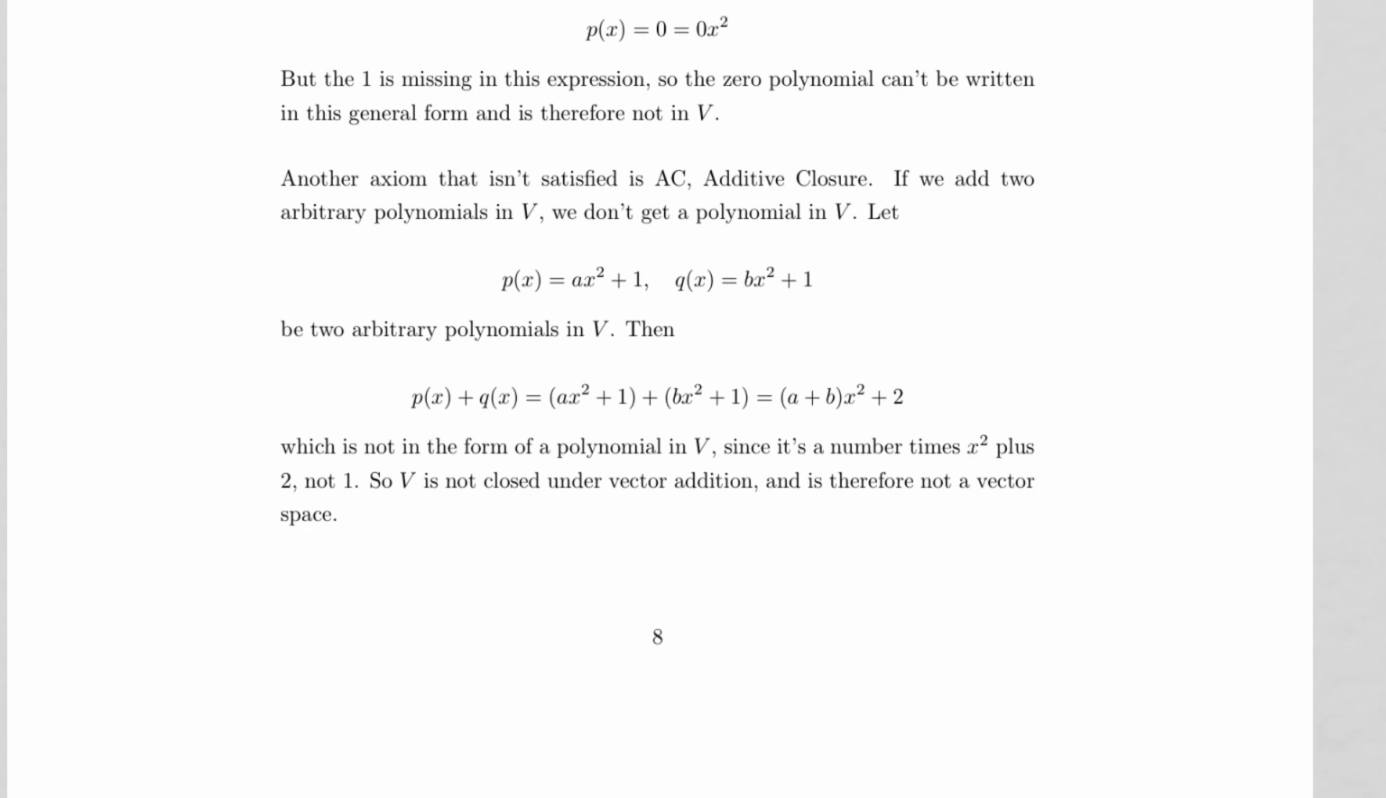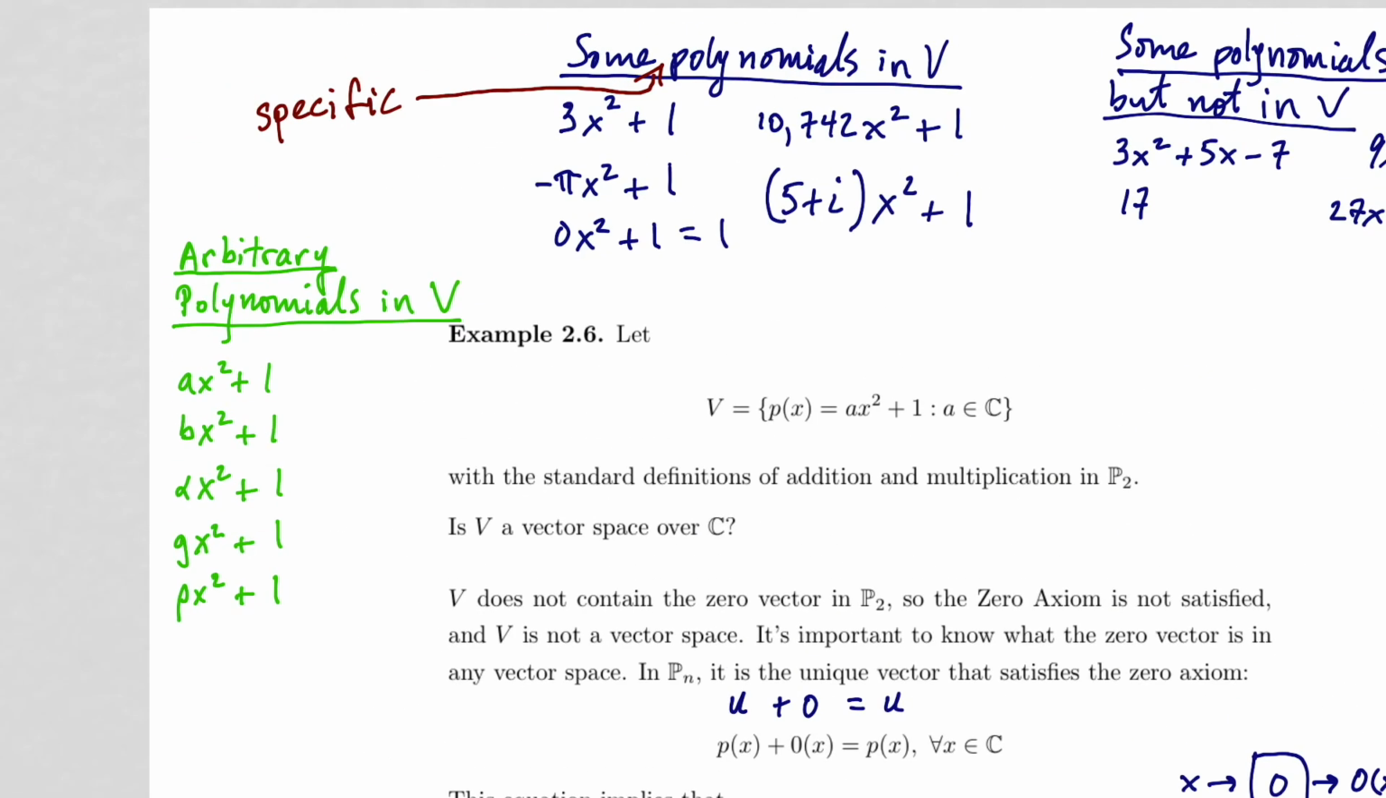If we go back up here for a minute, back to our example of some polynomials in V, these are some specific polynomials in V. So 3x squared plus 1, that is one of the infinitely many polynomials in V. It's a specific one. Here's another specific one, and what makes it specific is I've chosen a specific number here for the coefficient of the x squared. And if you compare all these, they have some things in common and some things that are different. What they have in common is they all have an x squared term and a plus 1 term. So what's common is the x squared and the plus 1. What's different, of course, is the coefficient on the x squared term.